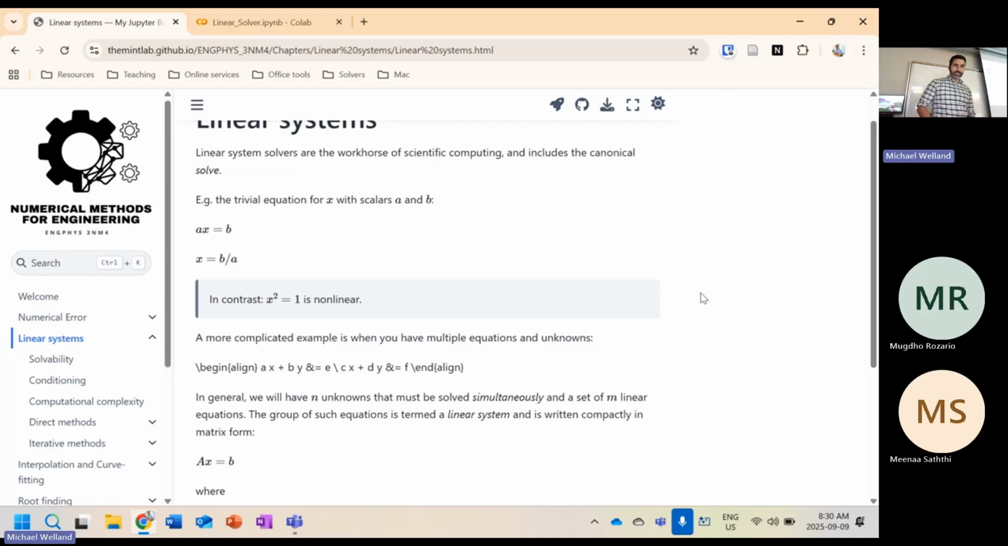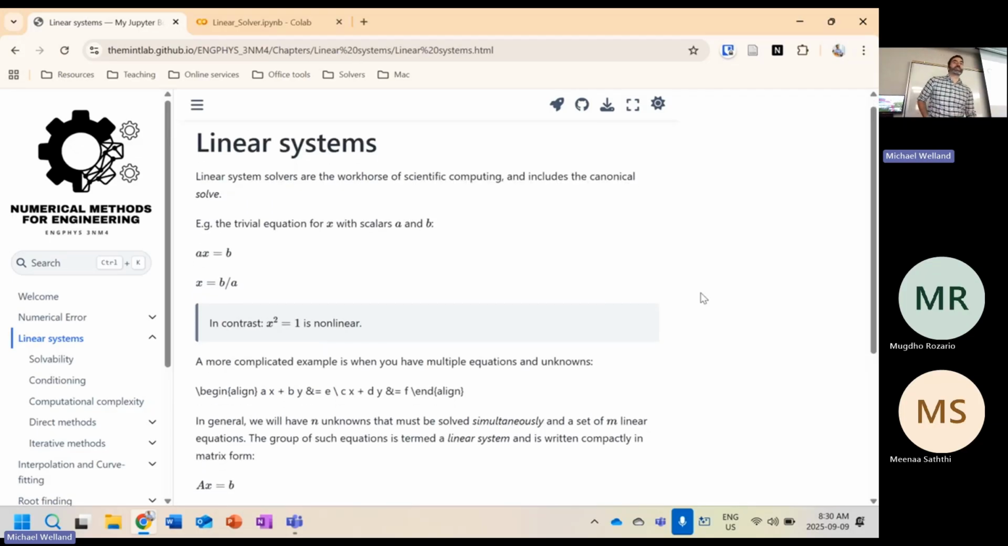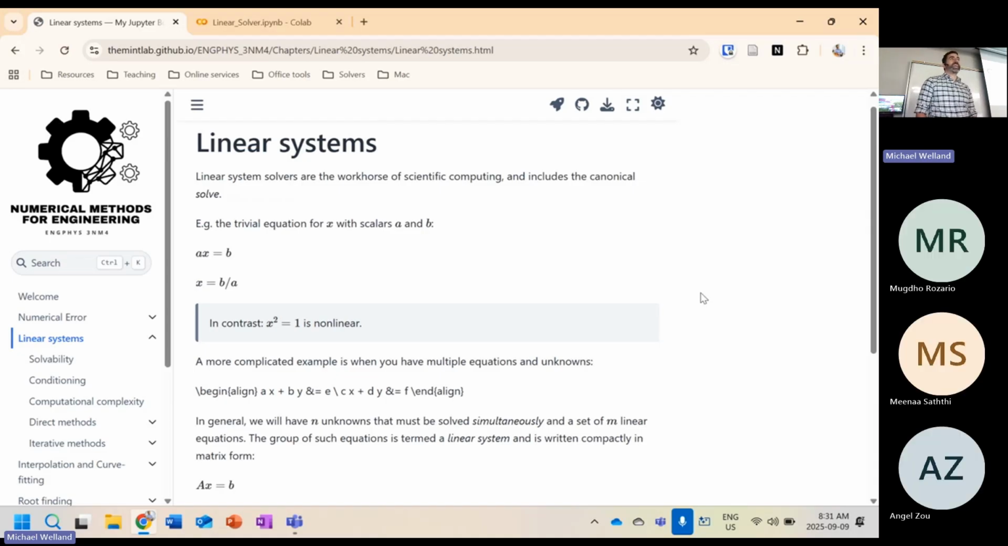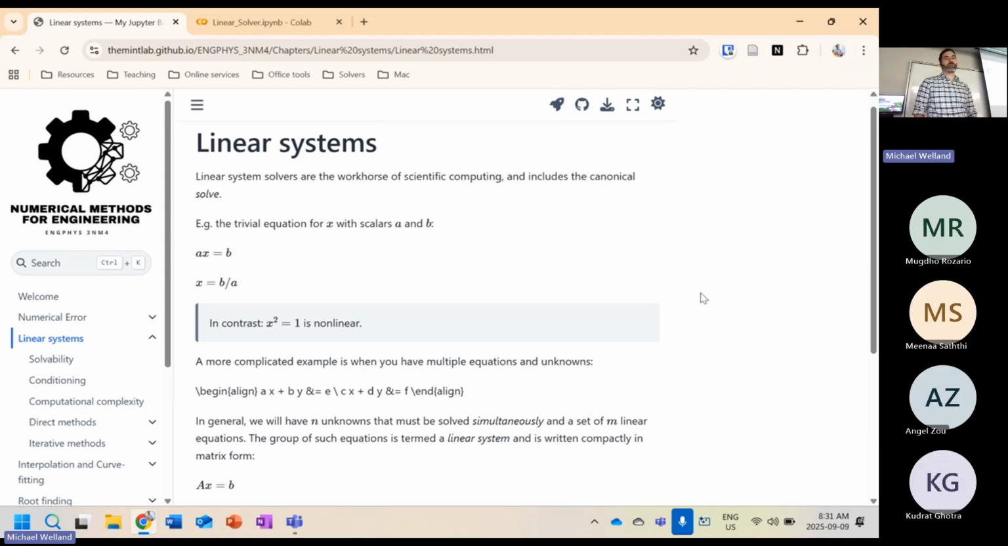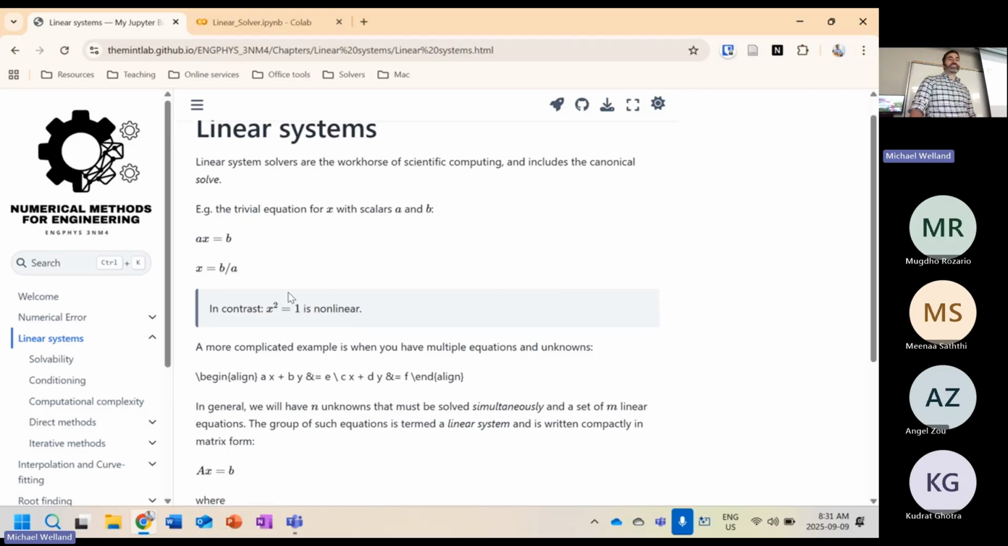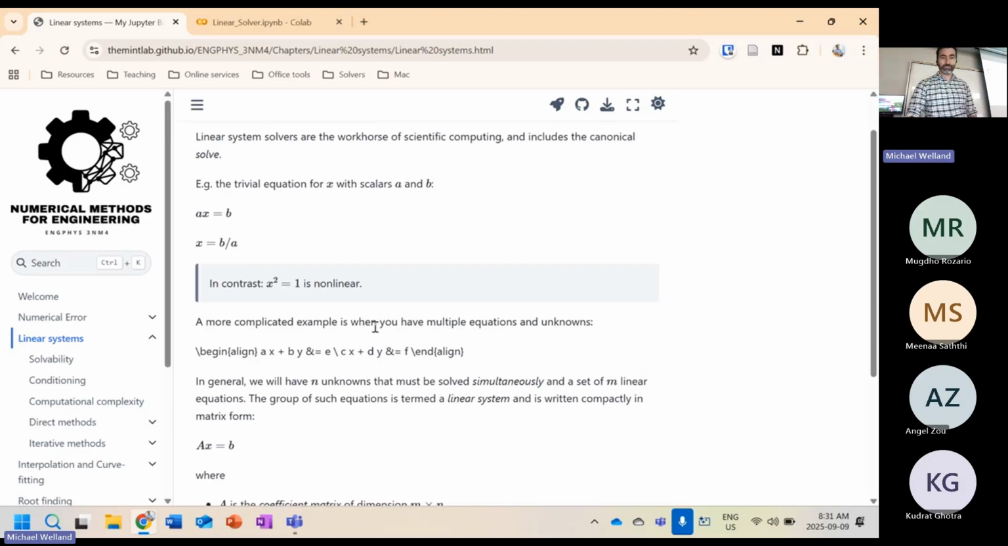Okay, so linear systems. Now is when things start to get a little bit more interesting. Linear systems are the workhorse of scientific computing. Everything basically comes down to it. Linear systems include the canonical solve: a constant scalar times x is equal to b, and you solve for x. Literally all you have to do is divide through. In contrast, x squared or anything where the unknown is other than linear is nonlinear. By definition, that's just the catch-all. As it turns out, we can almost always use the same techniques to handle nonlinear equations, and they all boil down to linear equations on the inside.